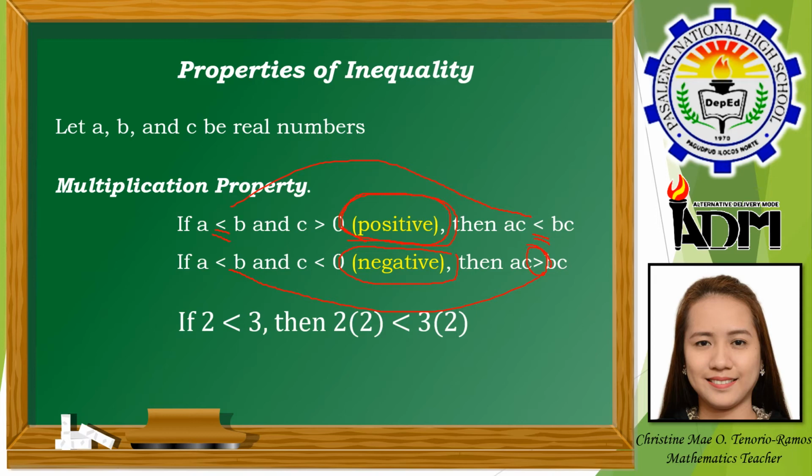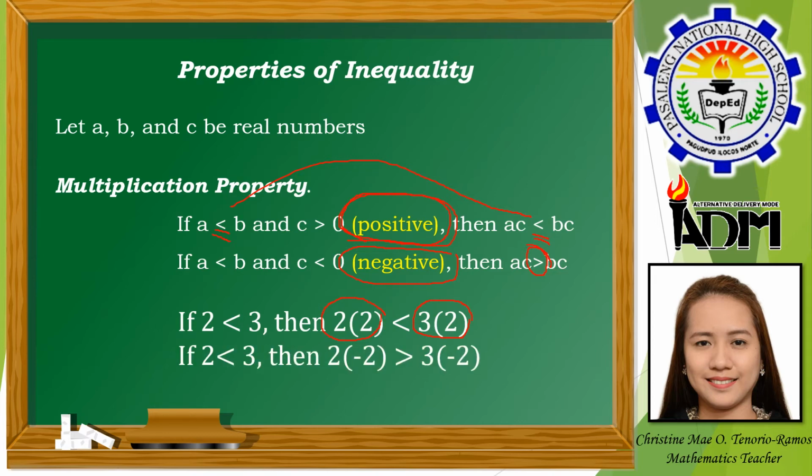Okay, so erase muna natin yung mga kalat. Okay, so if 2 is less than 3, then 2 times 2 is less than 3 times 2. Definitely, pag sinolve mo to, magiging 4. And this one will become 6. So, yung inequality symbol na ginamit natin dito is tama lang. Kasi, yung 4 naman is less than 6.